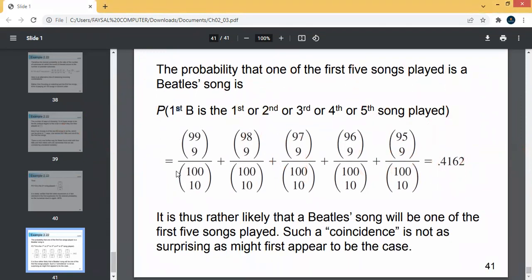So it is rather likely that the Beatles song will be one of the first five songs played. Such a coincidence is not as surprising as it might first appear to be. The probability for this is 0.4162, and I will minus it from 1, so it will be approximately 0.59. So the chance of selecting one Beatles song from the first five is 0.4162, and not selecting it is approximately 0.59. This is the end of this chapter.